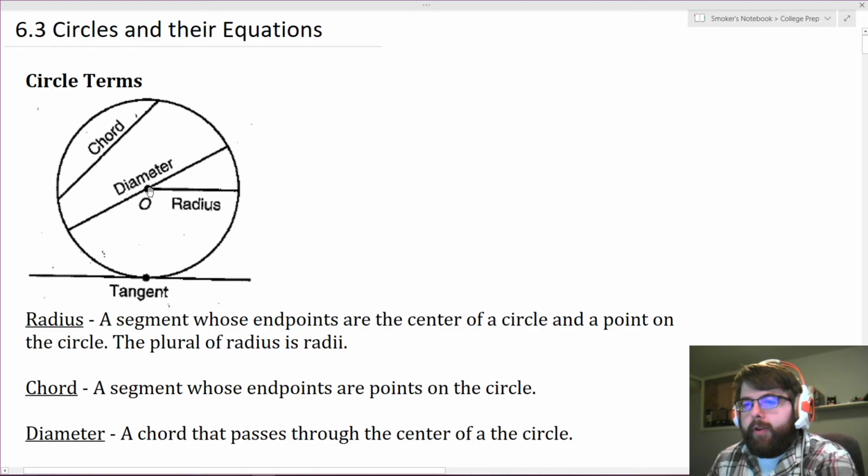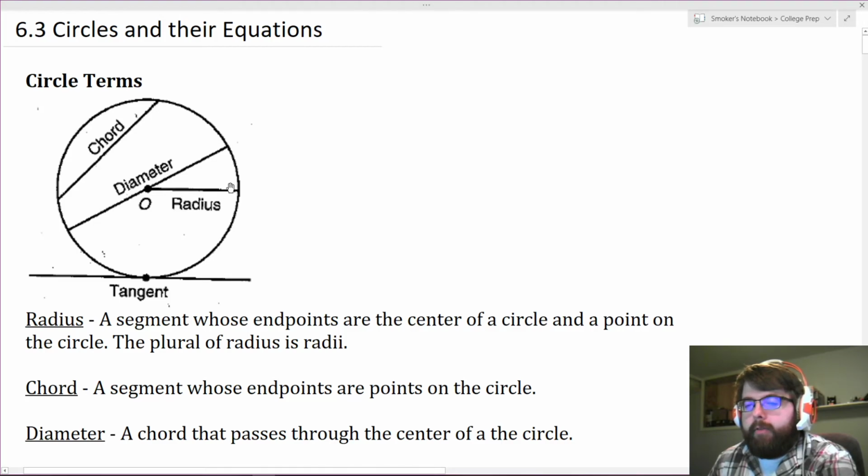The radius of a circle is the line segment that goes from the center of the circle to the circumference, which is the area around. So this is an example of a radius.